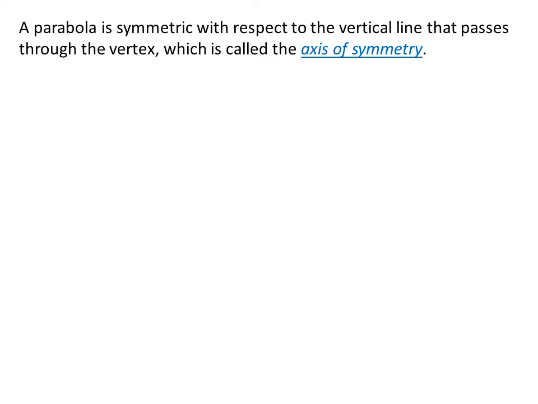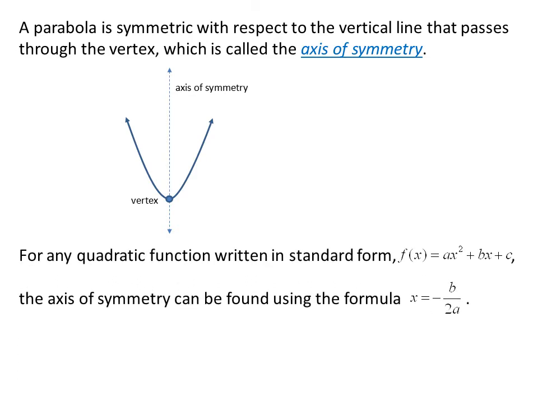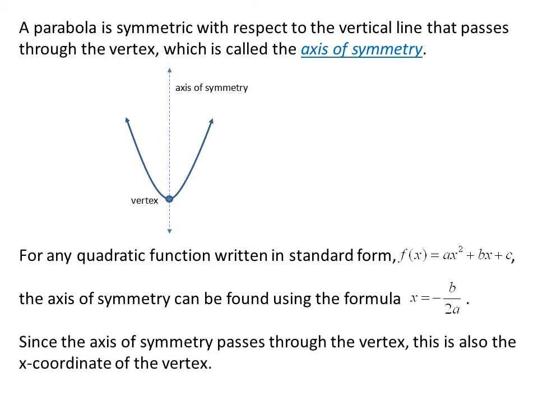A parabola is symmetric with respect to the vertical line that passes through the vertex, which is called the axis of symmetry. For any quadratic function written in standard form, f of x equals ax squared plus bx plus c, the axis of symmetry can be found using the formula x equals negative b divided by 2a. Since the axis of symmetry passes through the vertex, this is also the x-coordinate of the vertex.